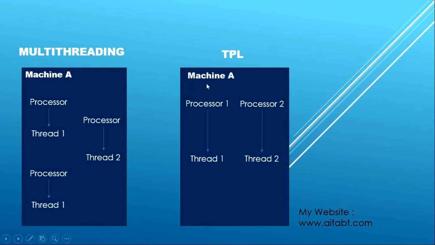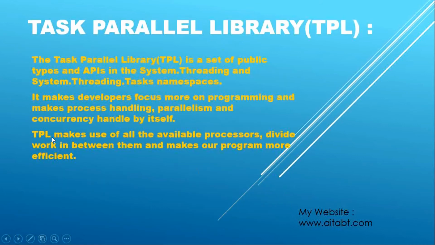But in the case of TPL, what you can see is that it makes use of all available processors, divides work between them, and makes our program more efficient. It also makes developers focus more on programming, while handling parallelism and concurrency in our program by itself. Developers don't need to handle making threads go to sleep or perform operations explicitly, giving provision to some threads and fewer provisions to other threads. Instead of doing all this tedious work, the task parallel library makes developers' lives easier.